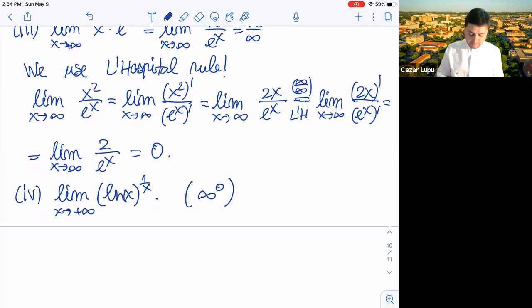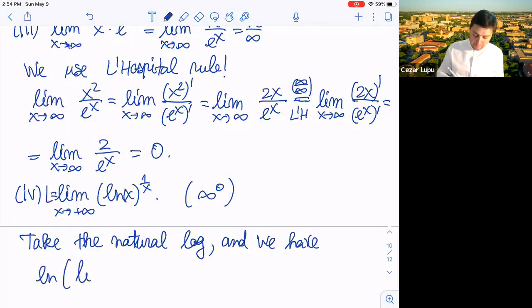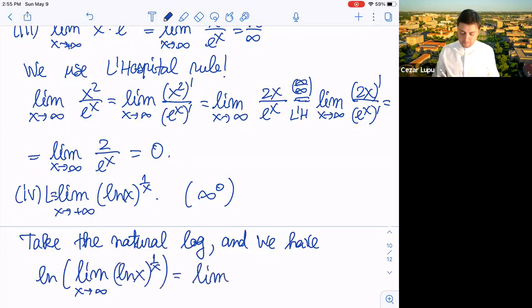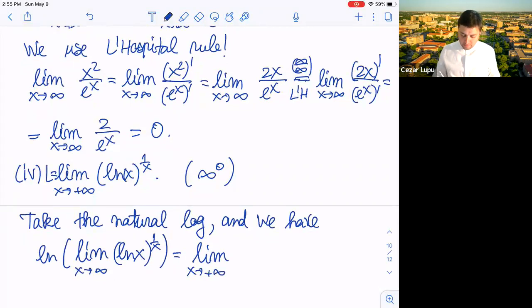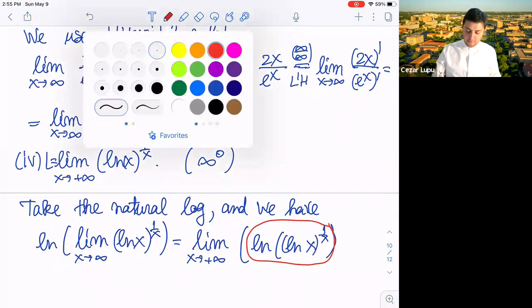So we can take the log. So take the natural log. And once you do so, we're going to have the following. Let me denote the limit as L. So ln of L is the limit as x approaches infinity of ln of (ln x) to the power 1 over x. I already have a log there, but anyway, it's fine. So let's take care of this part here inside the log.